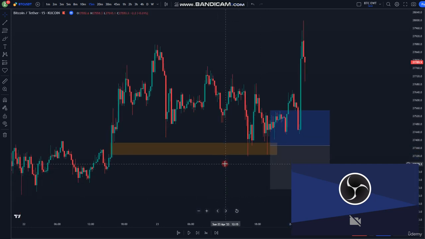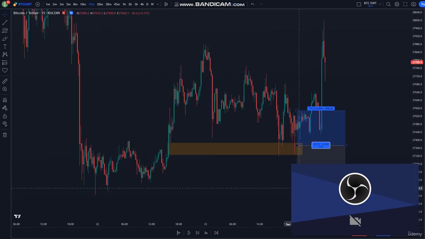You could use the previous low of the consolidation as your stop loss, and you could target the high that we printed up here, and you can see this would have been a successful trade using this imbalance zone to find an entry.